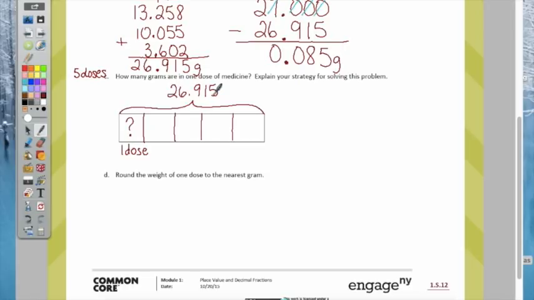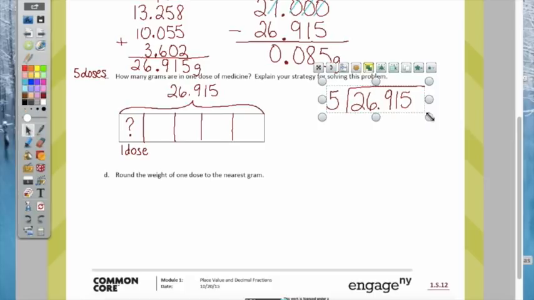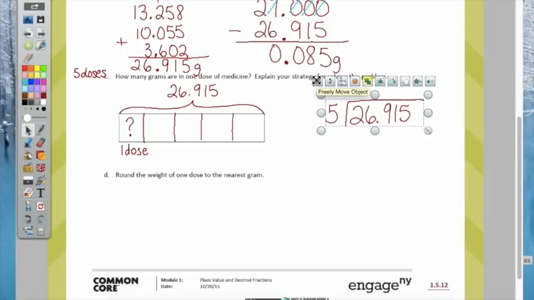So the actual total. So how do I solve this? You divide. Long division. Let Lexi talk. You divide 26.915 divided by 5. Good. So 26 and 915 thousandths divided by 5. What will I skip count by? 5. It's my divisor. So pop the decimal up. Skip counting by what? 5. Okay, go ahead.